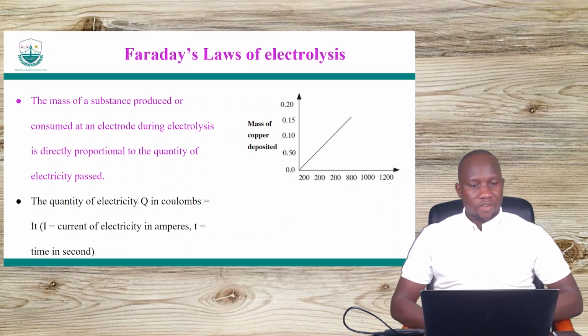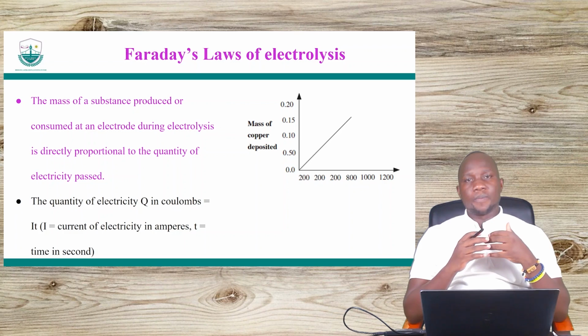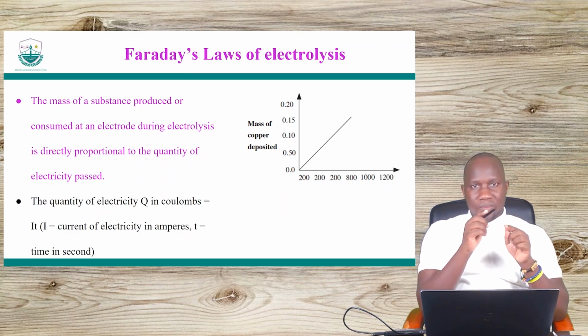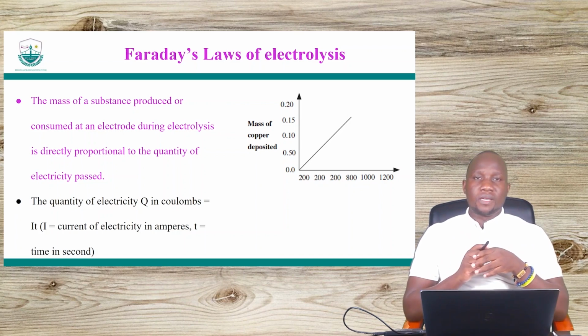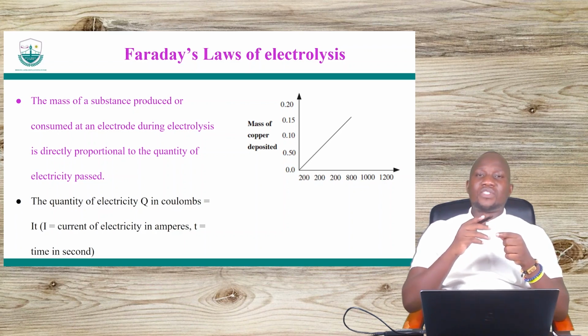What does the first law state? It states that the mass of a substance produced or consumed at an electrode during electrolysis is directly proportional to the quantity of electricity passed. The quantity of electricity passed. That means that when we pass this electricity into this electrolyte, you're going to have substances which are going to be deposited.